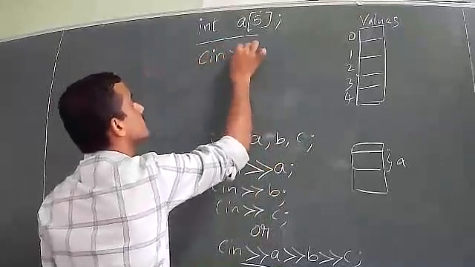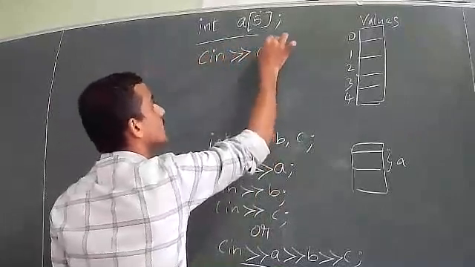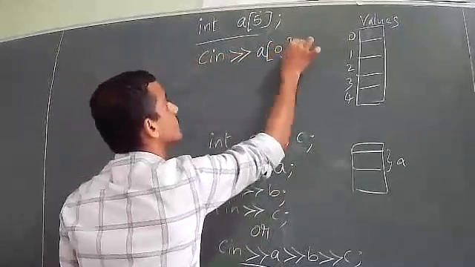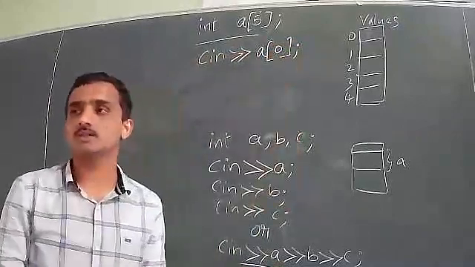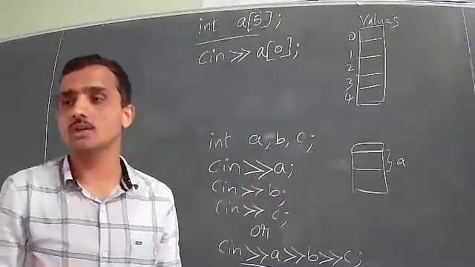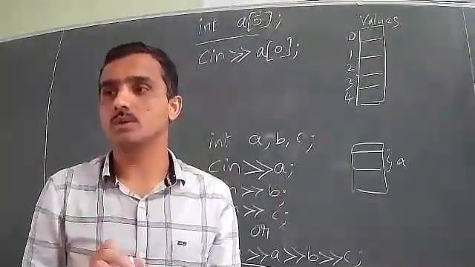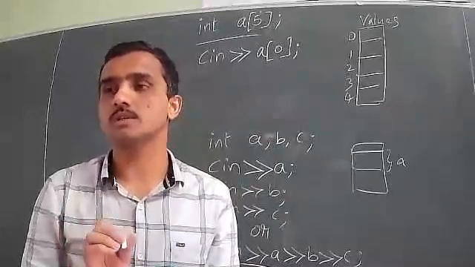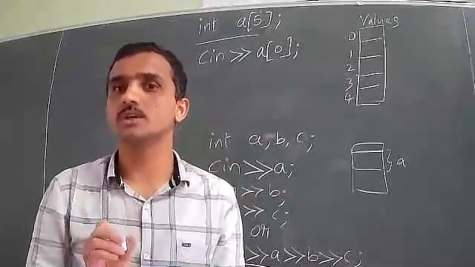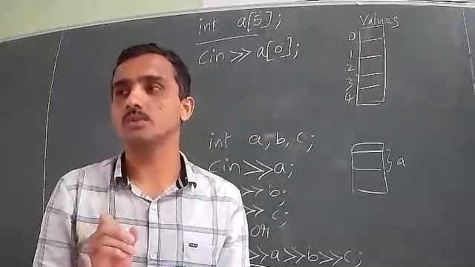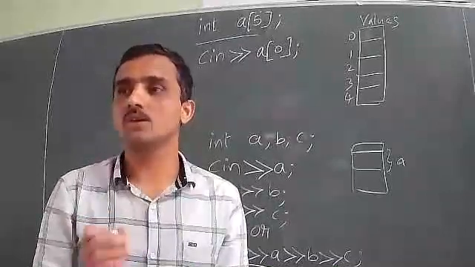Cin extraction operator. Always you have to say array name of index 0. Array name of index 0. And one more confusion with you people is endl should be written for only cout. Okay, don't write it for cin statement. Don't get confused here. Because it will be a habit for you to write endl for cout statement, right? So for cin also you will write.